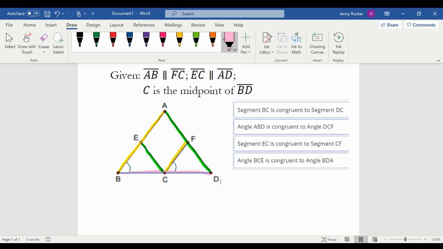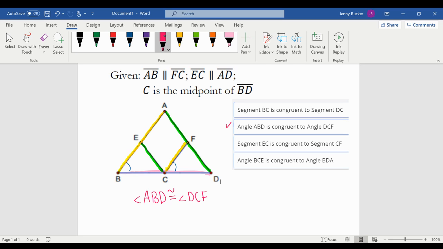Look at the F that the yellow and the pink make. The angles are in the same relative location on that F. So those are corresponding angles. So we can conclude that angle ABD is congruent to angle DCF because those are corresponding angles.